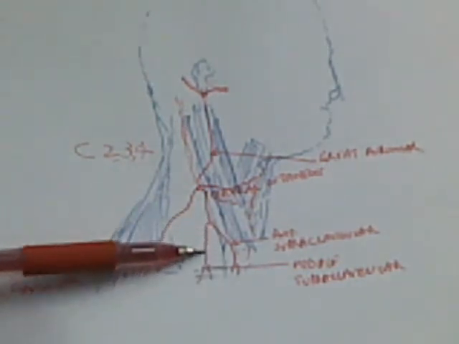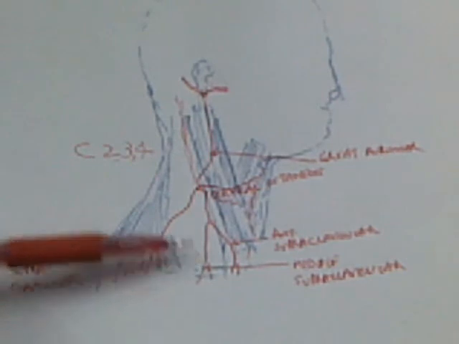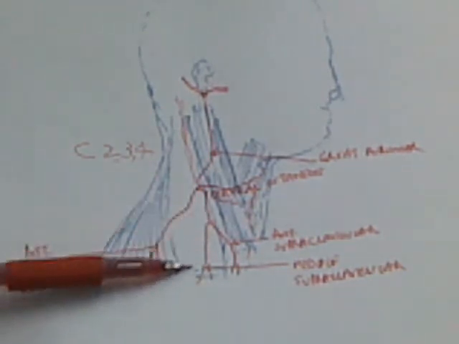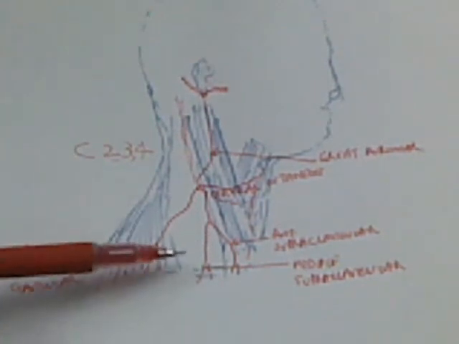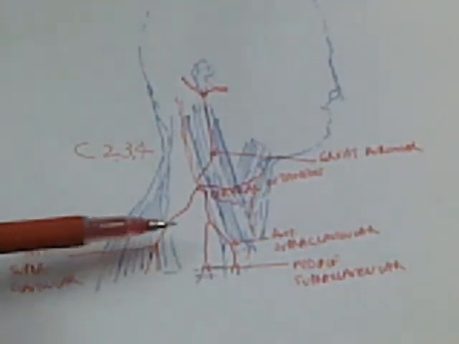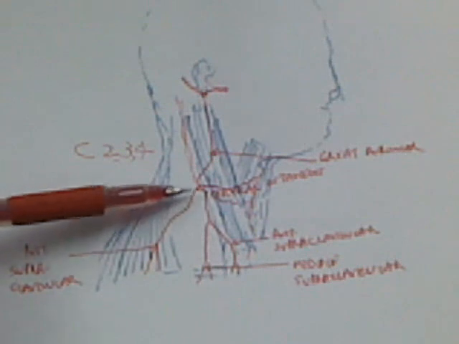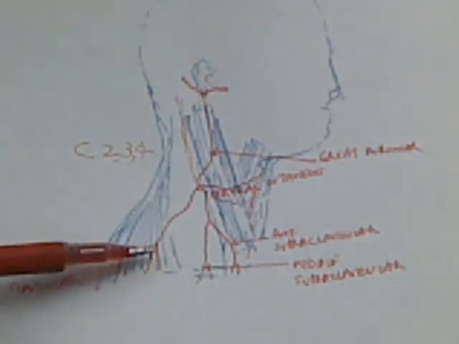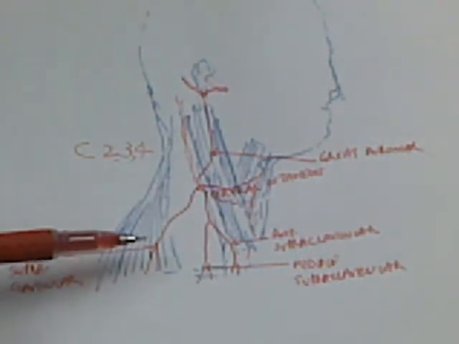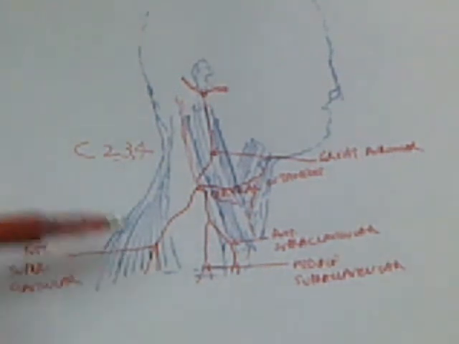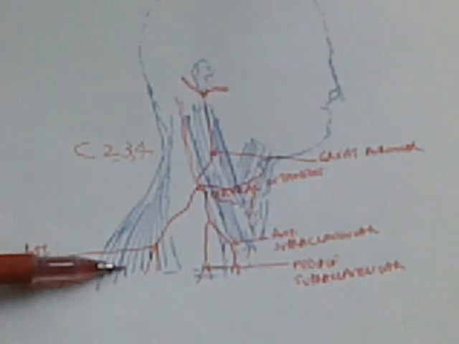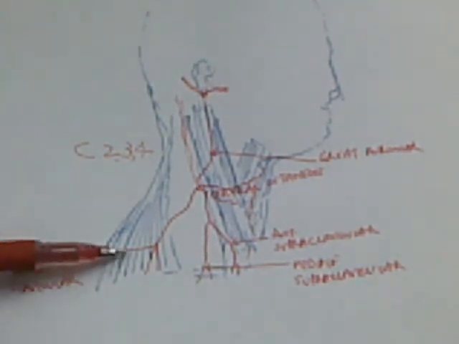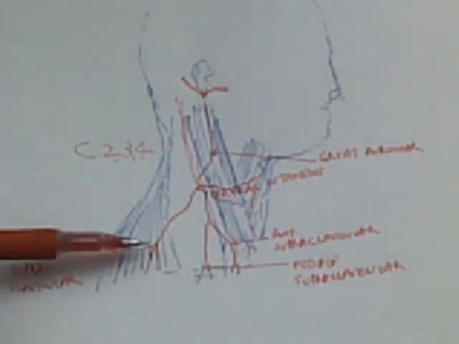Coming to the middle or intermediate supraclavicular nerve, it supplies the skin over the pectoralis major and the deltoideus. And when we talk about the posterior supraclavicular nerve, it supplies the skin over the upper and posterior parts of the shoulder.